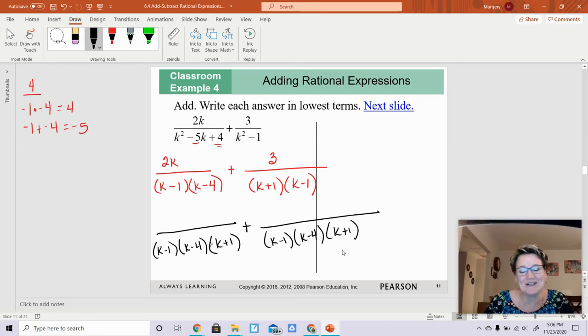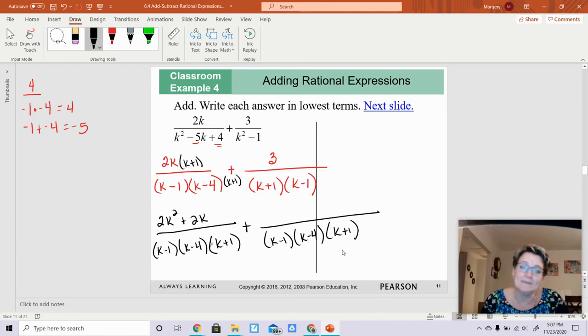All right, so now that you found a common denominator, look at this. What is missing from here that is in here? So I have a k minus 1, I have a k minus 4. I don't have a k plus 1, so I'm going to put a k plus 1 here. Whatever I do to this, I must do to this here. Remember, you do have to distribute. 2k times k is 2k squared. 2k times 1 is a positive 2k.